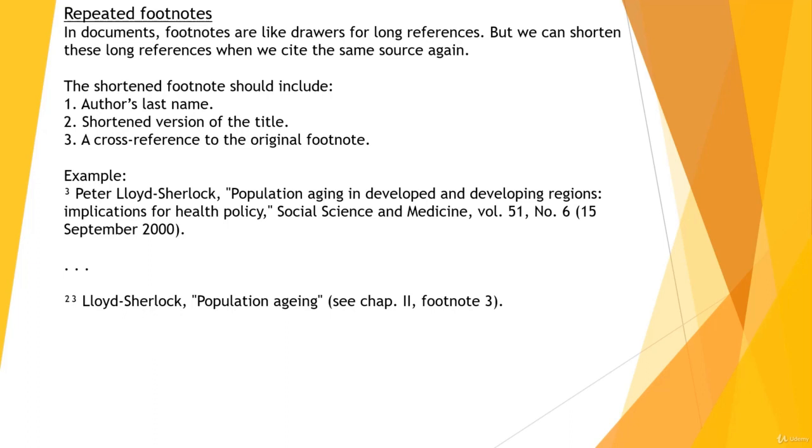For example, the original reference says Peter Leeward Sherlock, Population Aging in Developed and Developing Regions, Implications for Health Policy, Social Science and Medicine, Volume 51, Number 6, 15 September 2000. Now, the second time we reference this source, I will write the author's last name, Leeward Sherlock, a shortened version of the title, Population Aging, and a cross-reference to the original footnote. See Chapter 2, Footnote 3.